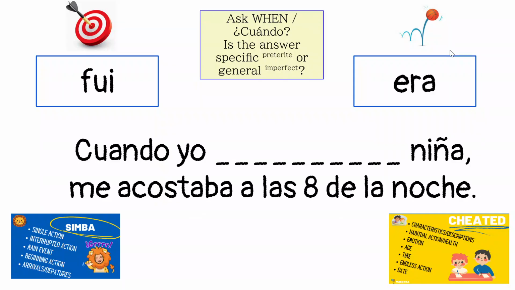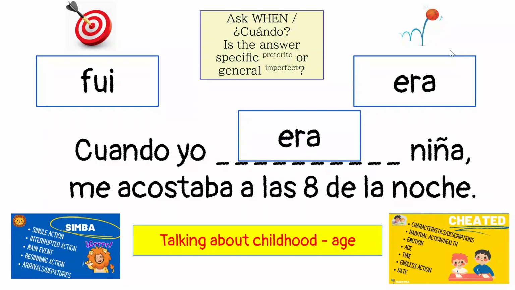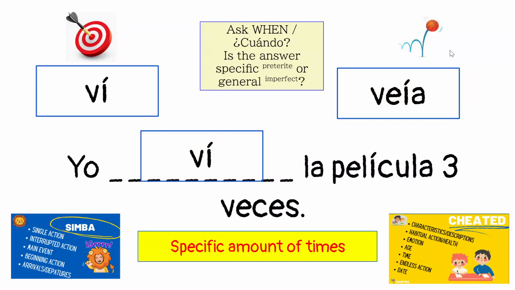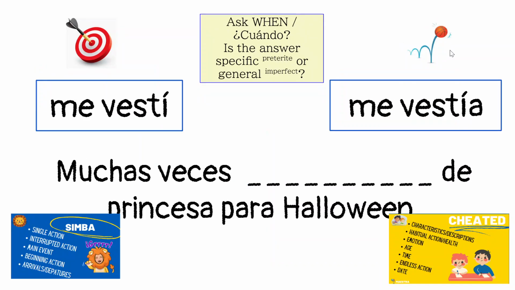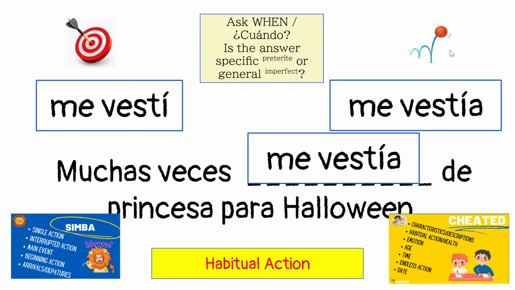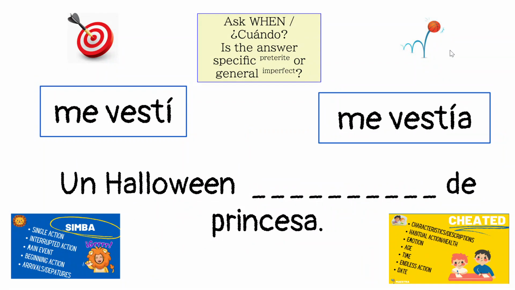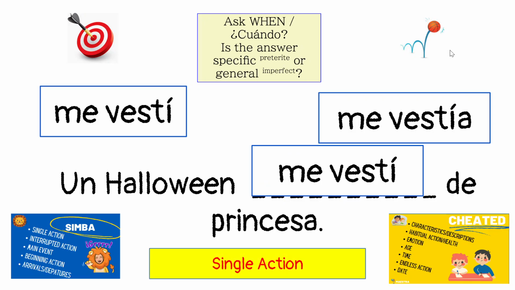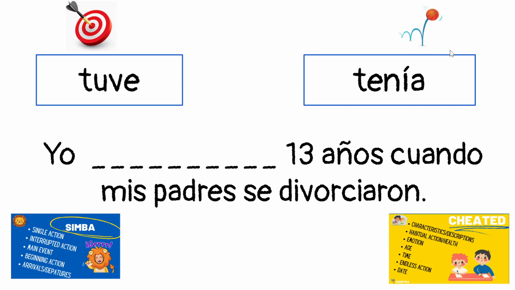Cuando yo blank niña me acostaba a las 8 de la noche. Era, imperfect. Why? Talking about age in the past. Yo vi la película 3 veces. Why? Specific amount of time, 3 times. Preterite. Muchas veces me vestía de princesa para Halloween. Many times. That's habitual action, over and over again. Un Halloween, a specific Halloween, me vestí de princesa. That's a single action in time. I can ask you when, you give me that date.